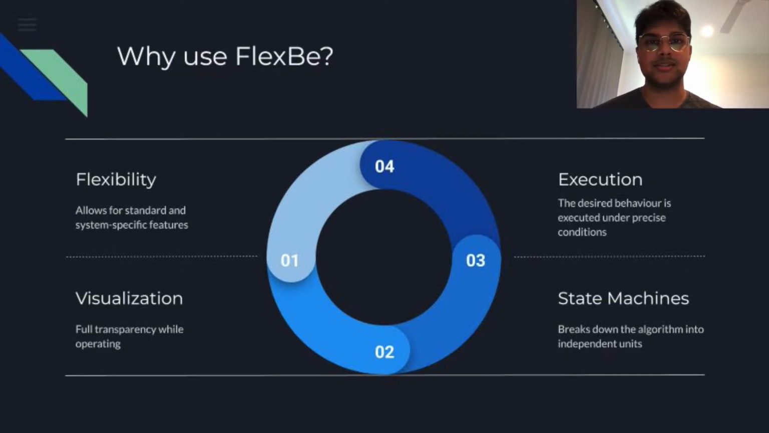In order to gain a deeper understanding of the advantages of FlexBE, we must discuss the use of state machines. State machines allow us to break down a large, complex algorithm into independent units, which are referred to as states. These states can be arranged in such a way that they move procedurally from one state to another, ensuring that the algorithm is always in the correct state at the correct time with the correct information to execute the desired action.